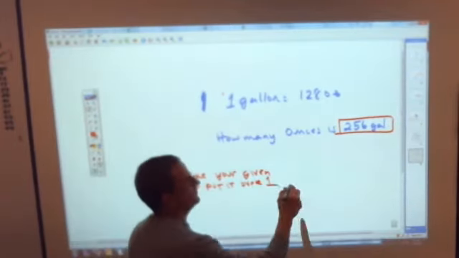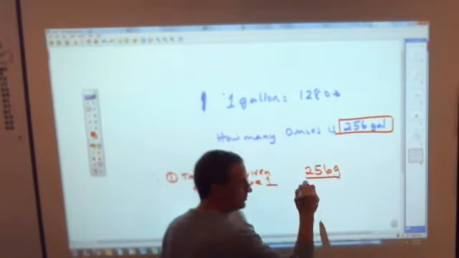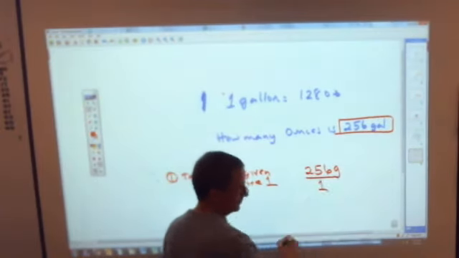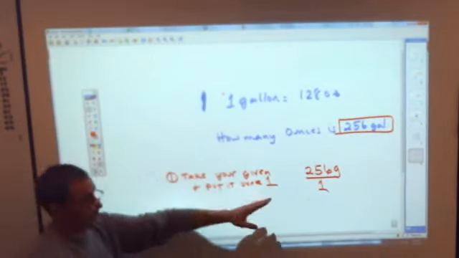So I take my 256, I make a fraction out of it, is all I'm doing. 256 gallons, and you must put labels down, that's what I just said. 256 gallons over 1. Notice there's no label there, because there's nothing there.